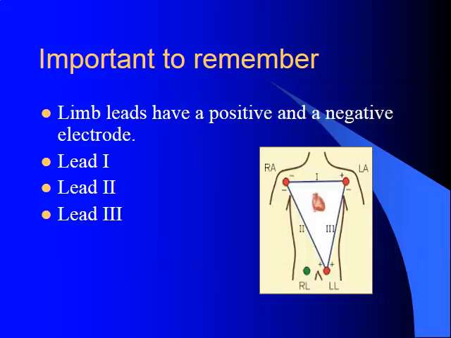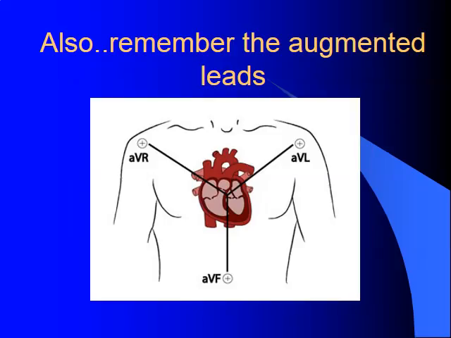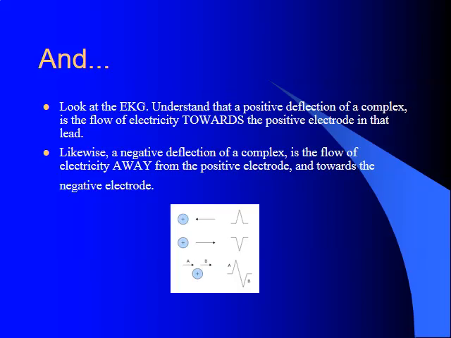Remember that our augmented voltage leads use the 3 limbs as the positive electrodes and Wilson Central Terminal as the negative electrode, which is mentioned here. So we need to look at the EKG. Understand that a positive deflection of a complex is the flow of electricity towards the positive electrode in that lead. A negative deflection, likewise, is the flow of electricity away from that positive electrode and towards the negative electrode.